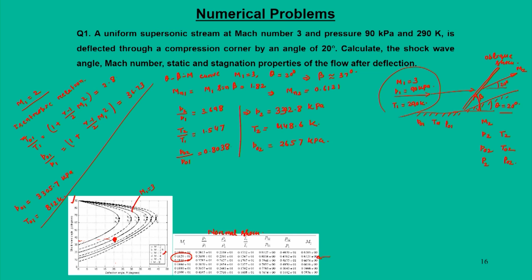So, all the information now we get for this problem: flow deflection angle, shock wave angle 37 degree, pressure, temperature values, stagnation pressure. Of course, stagnation temperature does not change, that is 812 Kelvin, it remains constant. Okay. So, this is the first problem that we solved for this oblique shock using this theta beta M curve.